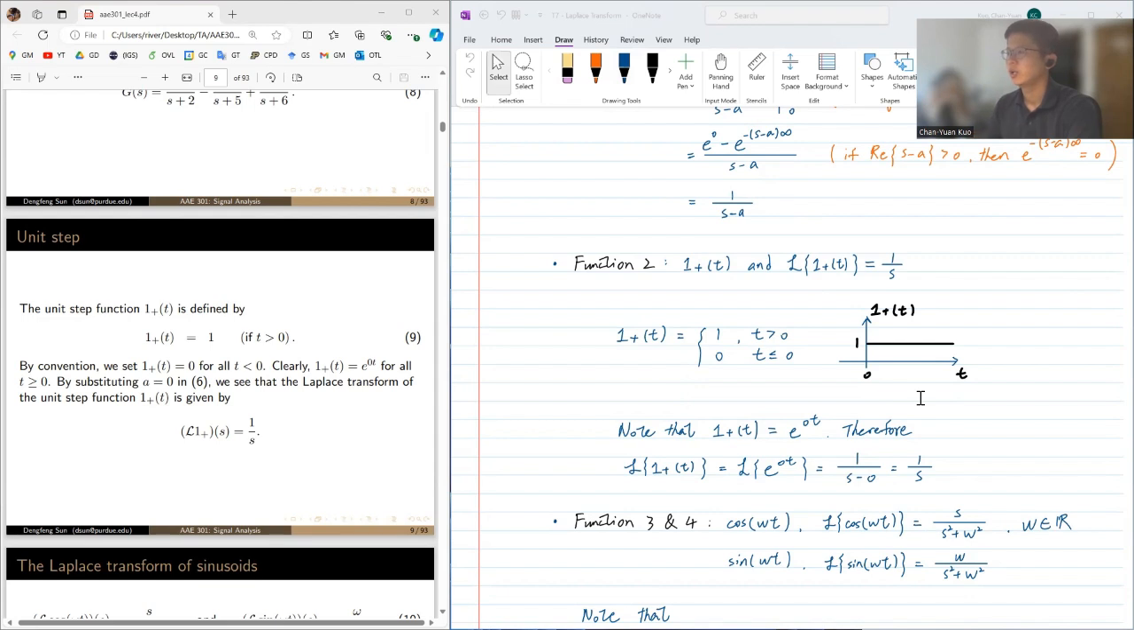And here you can see that this unit step function is actually e to the 0t. And so we can simply apply the result that we have obtained in the previous example to see that the Laplace transform of this unit step function is actually just going to be 1 over s minus 0, and that's going to be 1 over s.